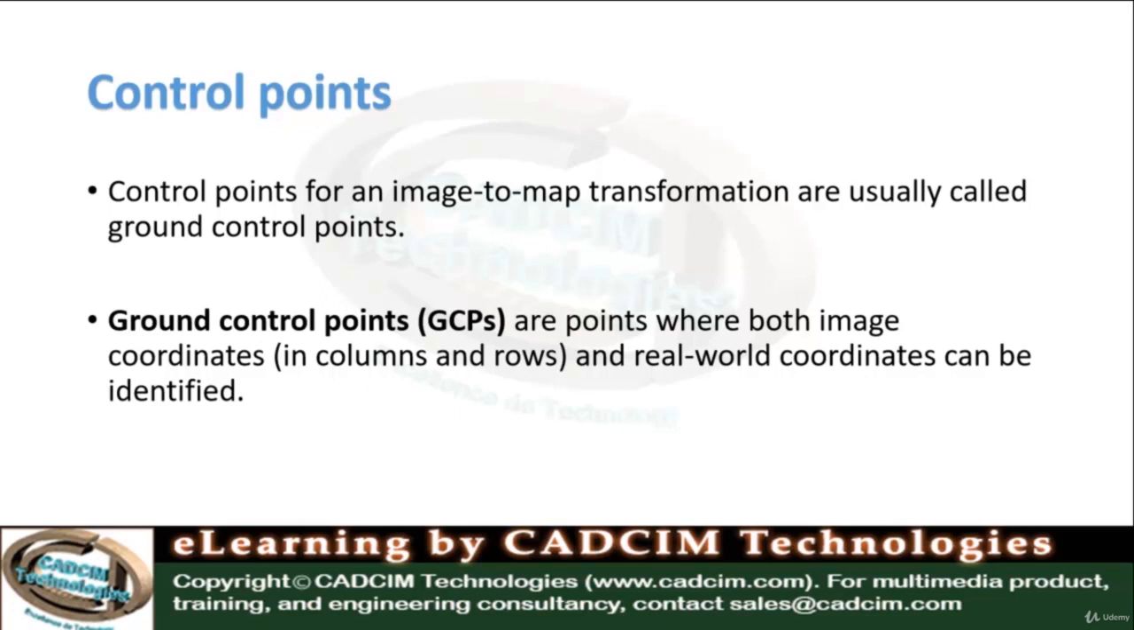Control points for an image to map transformation are usually called ground control points. Ground control points are the points where both the image's coordinates and the real-world coordinates can be identified. Ground control points are those features that show up clearly as a single distinct pixel, for example, a road intersection or a small pond.